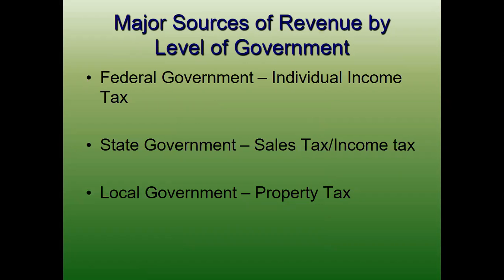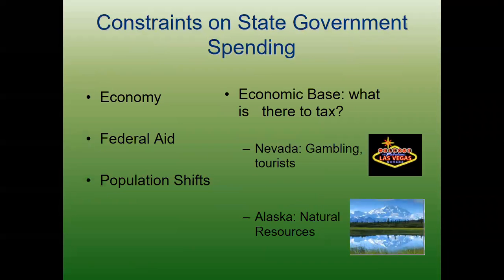Not all states have a sales tax, and in some states, the income tax is pretty much on par with the sales tax. And finally, at the local level, the property tax, in which your home is valued at a certain rate and then taxed on the basis of its worth, is the largest source of revenue for most local governments. Although local governments also, in many cases, have some form of an income or wage tax as well.